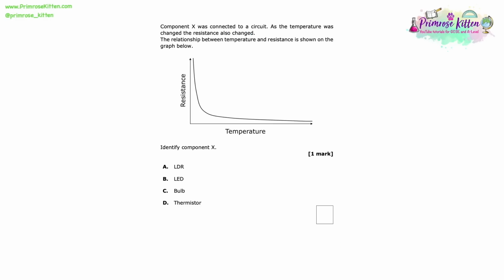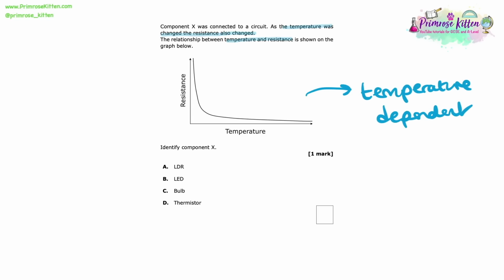Component X was connected to a circuit. As the temperature was changed, the resistance also changed. The relationship between temperature and resistance is shown on the graph below. And here you can see that as the temperature gets bigger, the resistance gets smaller. Now this must mean that we have some sort of a temperature-dependent resistor.